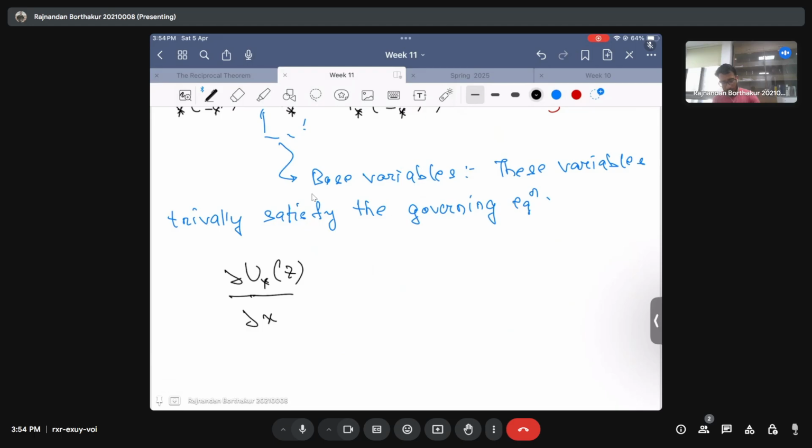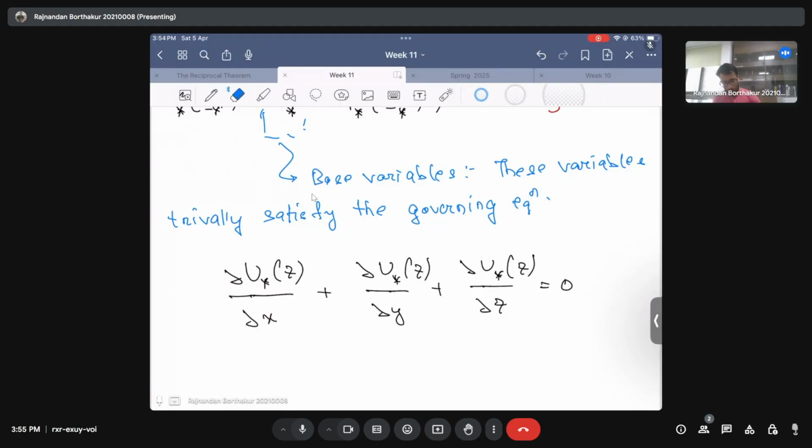So this is going to be del u by del x. This is the continuity equation. This is going to be del u star z by del y, and del u star z by del z. Sorry, I made a mistake. This is going to be v, that is the y directional base variable, and this is going to be w. Very sorry.